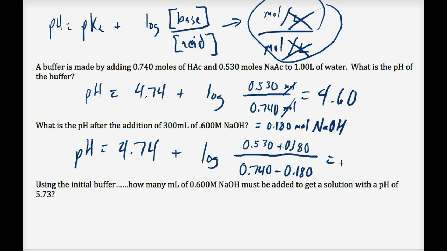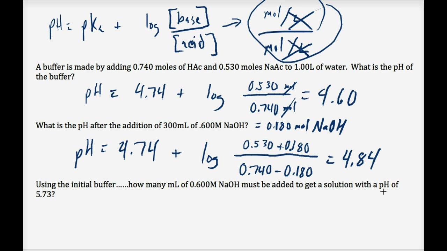And plugging these into my calculator, small adjustment, 4.74 plus log. Okay, getting a little crazy here, some parentheses. I'm adding to the top, and I'm subtracting from the bottom. And I get a new pH of 4.84. Well, it makes sense. We added a base, and look what happened. Our pH increased. It went more basic.